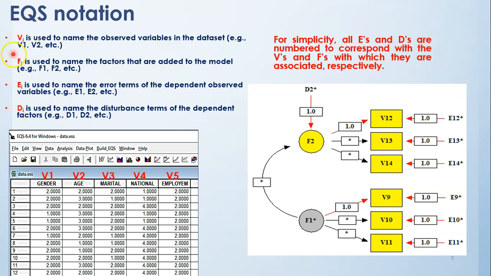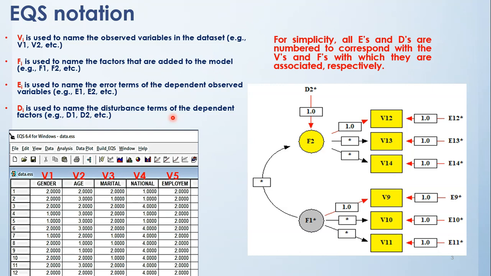The first point is that V is used to name the observed variables in the data set. The second point is that F is used to name the factors that are added to the model. The third one is that E is used to name the error terms of the dependent observed variables in your model. And finally, D is used to name the disturbance terms of the dependent factors in your model.